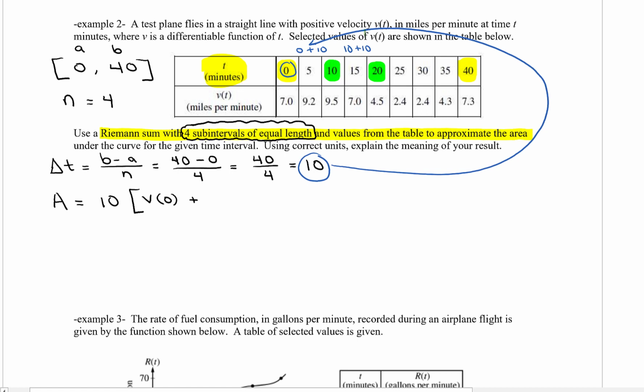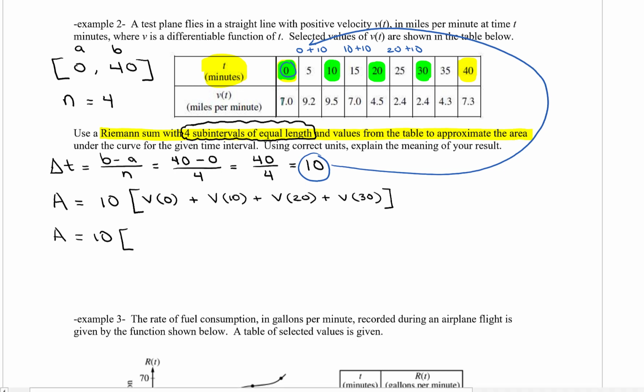I've highlighted the 10 in green. And then 10 plus 10 is 20. I've highlighted the 20 in green. And 20 plus 10 is 30, and I've highlighted the 30 in green. And then I've gone back and I've also highlighted the 0 that's in the table in green. So those represent those T values that I will be substituting in for V of T. So I'll have plus V of 10 plus V of 20 plus V of 30, and then I can close my square bracket, and that's going to be my area, or the approximation for my area.